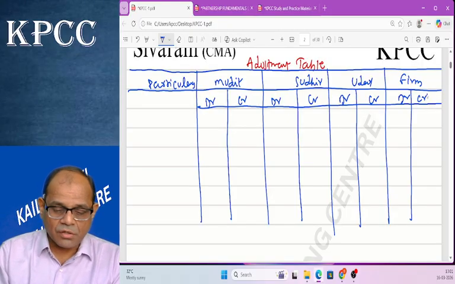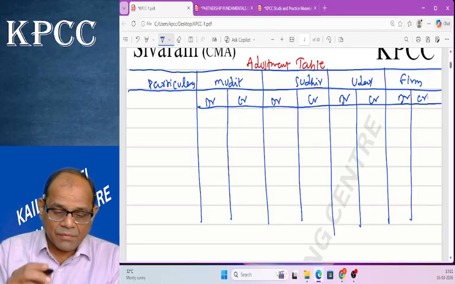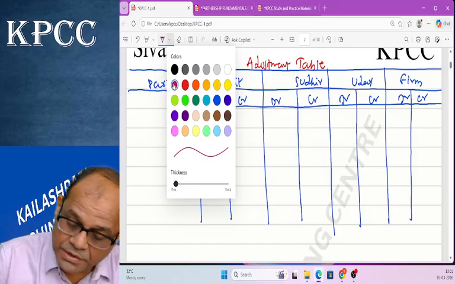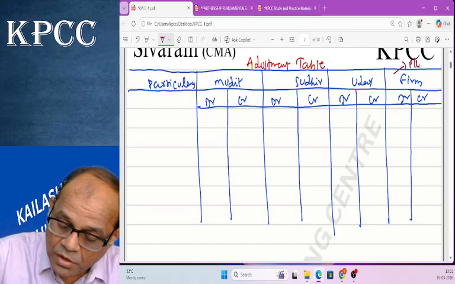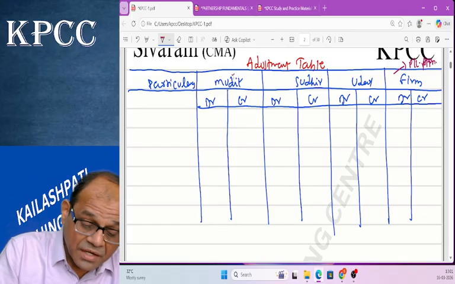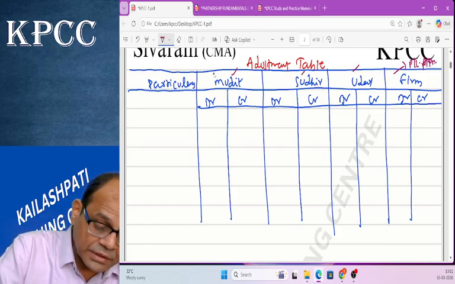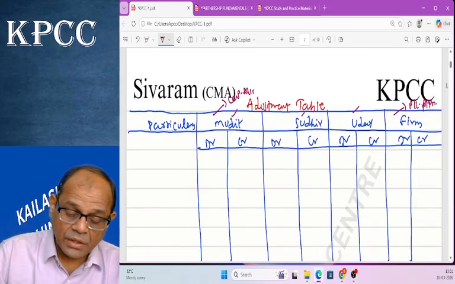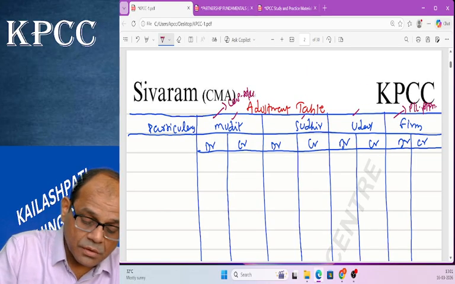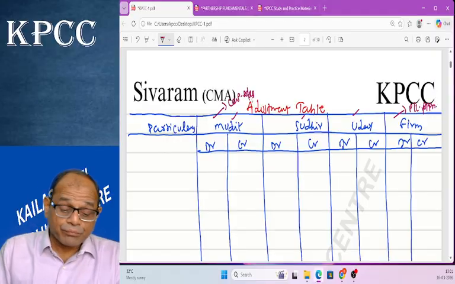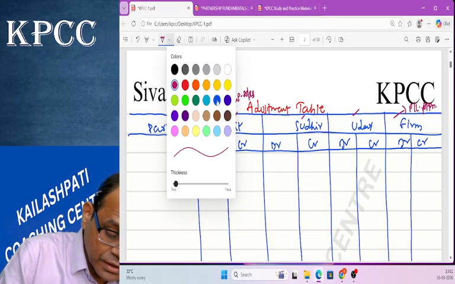Sir, where, sir? You are telling something. No. Okay, I will tell you. Now, this firm column represents the profit and loss appropriation account. And these partners' columns represent the capital accounts. Okay.